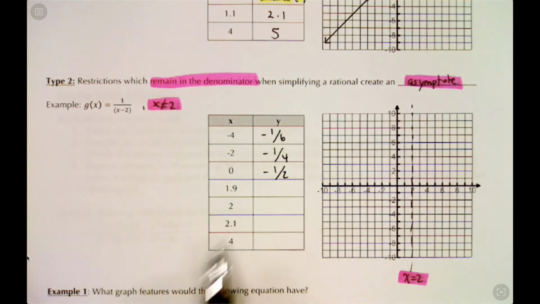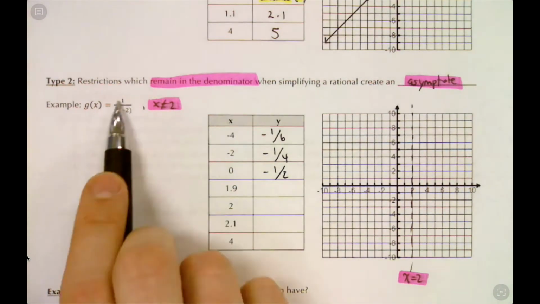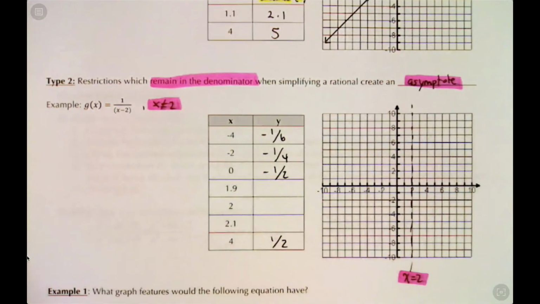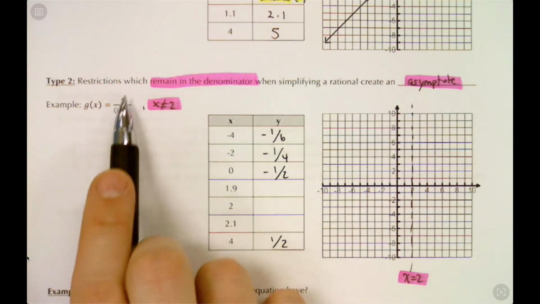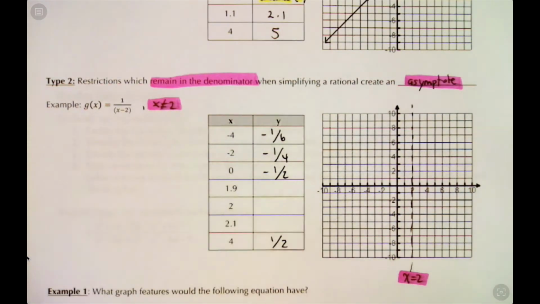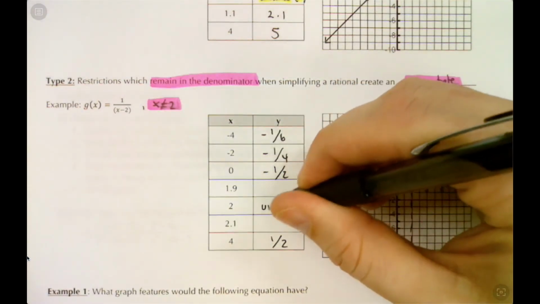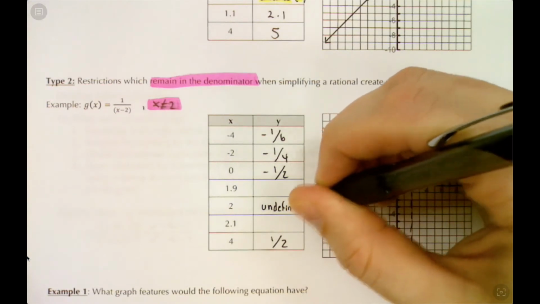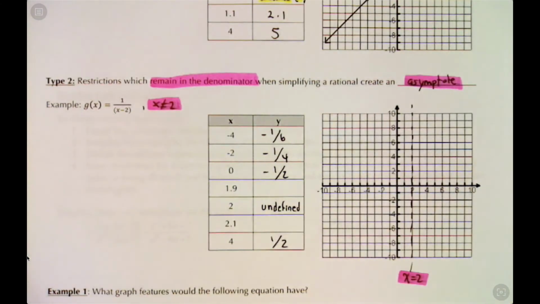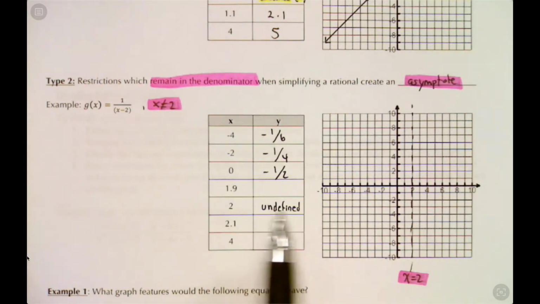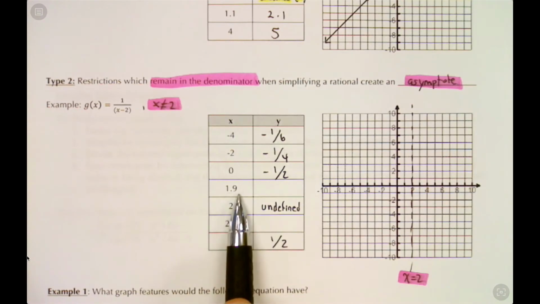We'll skip these ones for a second. If we plug in 4 on the bottom, we get 1 over 4 minus 2, which is 2, which is a half. If we plug in 2, 1 over 2 minus 2 is 0 on the bottom. 1 divided by 0 is a math error in your calculator, which means undefined. These numbers all appear normal. They appear to follow a pattern. It's when you get really close to the undefined that we see something unique.